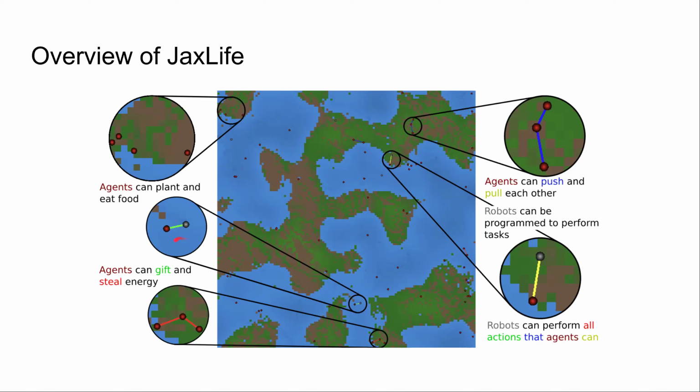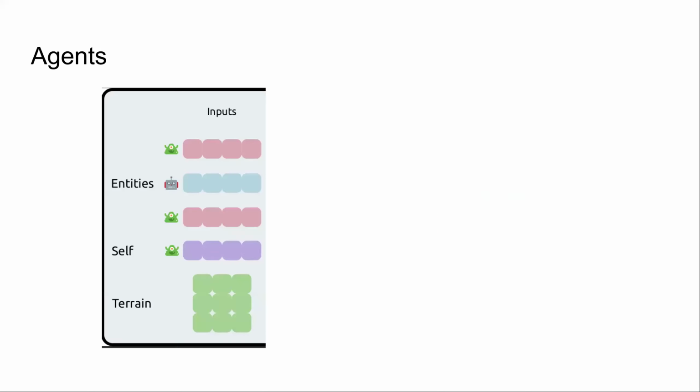Agents can also interact with each other, so they can steal energy from others, which is effectively a predatory mechanism. They can also gift energy, which can lead to cooperative behavior. On this side, you can see that agents can also interact with and control the motion of other agents, for instance pushing them around, pulling them, or something like that. And then the final components in JaxLife are these little robots, which are indicated by these gray circles. Robots are effectively also entities in our system. They can perform the same kinds of actions that agents can, but they're controlled in a different way, which we'll get to in a second.